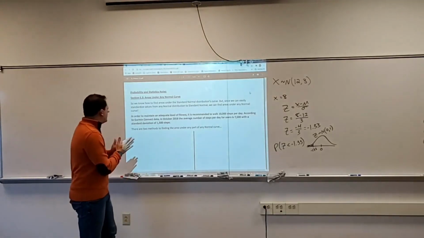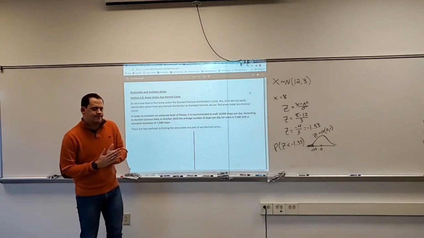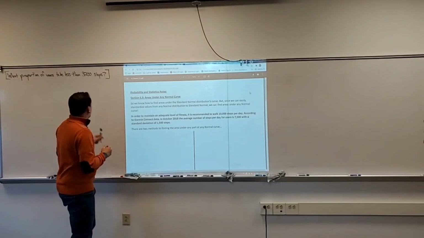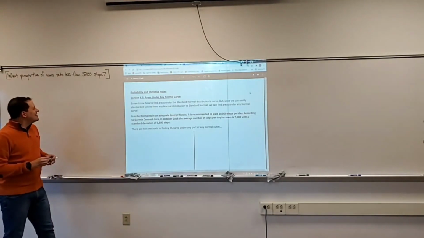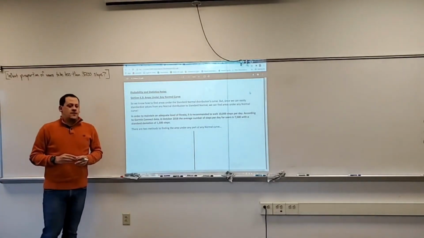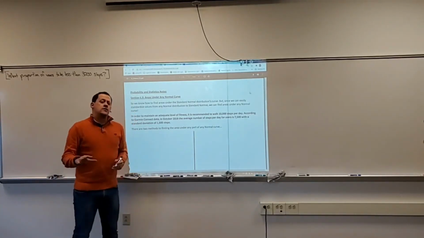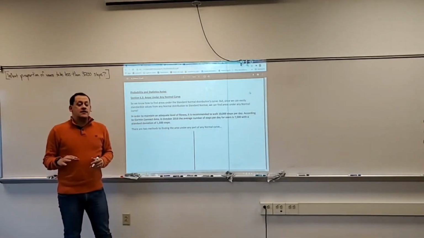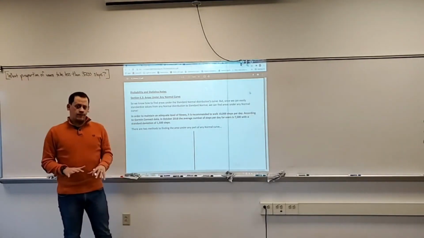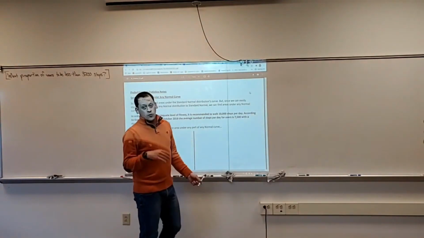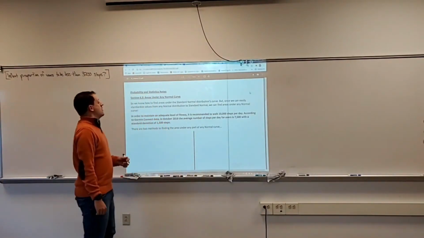So let's find some questions we can ask. Here's one. What proportion of users take less than 3,200 steps? Now, you can write that on the left side here. We're going to find these probabilities using the normal table first. So your left side here can be your table, and then the right side we'll get to how to do it on the calculator.